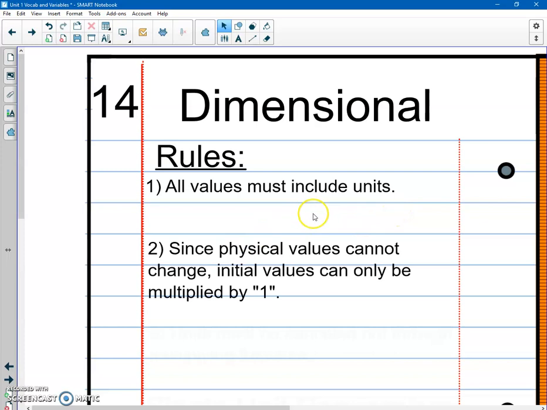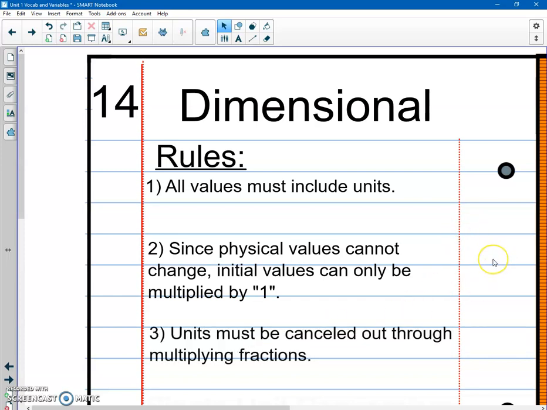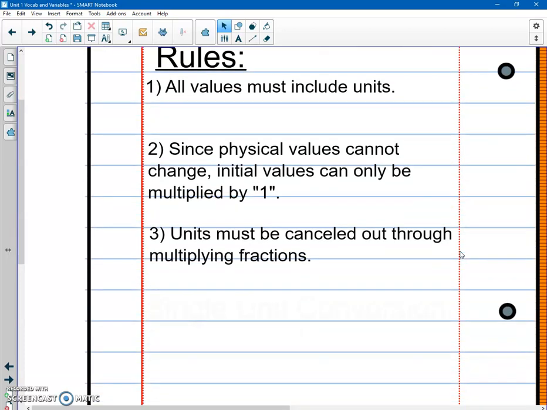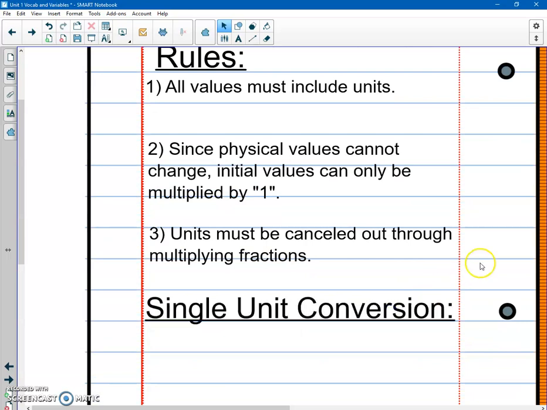Rule number 2, since physical values cannot change, like I said, initial values can only be multiplied by "1." Notice it's in quotations. I'm going to explain why, because we can make 1 be in a bunch of different forms, really. And number 3, units must be canceled out through multiplying by fractions. I know some of you guys may not like multiplying fractions or fractions in general, but hopefully I can make it as painless as possible to learn about dimensional analysis here. So let's move on and just talk about single unit conversions.